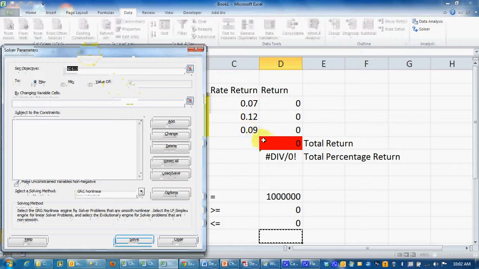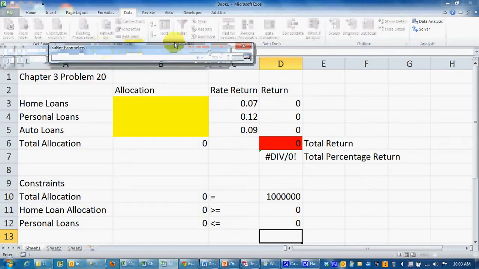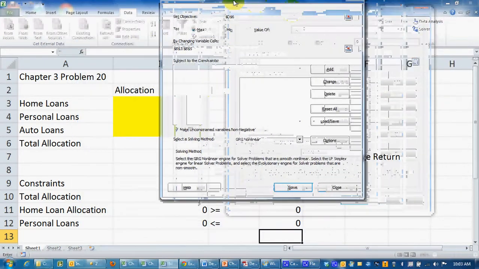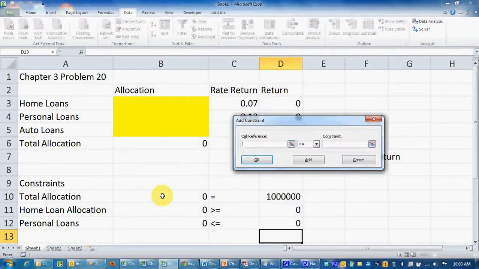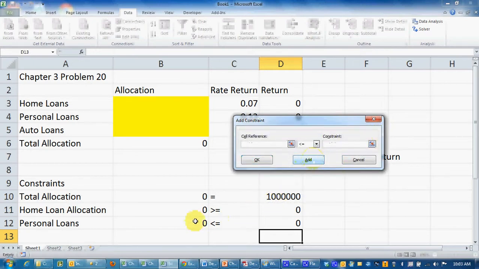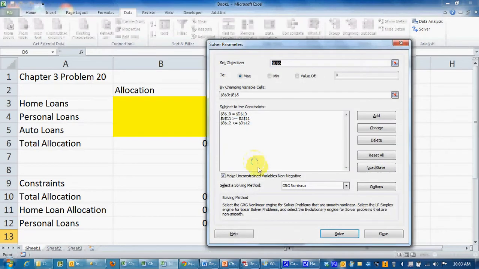The objective cell is our yellow. We're going to maximize our total return. And the parameters means we're changing those yellow cells subject to what constraints. So we're going to add a constraint. That equals that one. Add. That is greater than or equal to that. Add another. The cell is, that's already correct right there. And there you go. Hit OK.